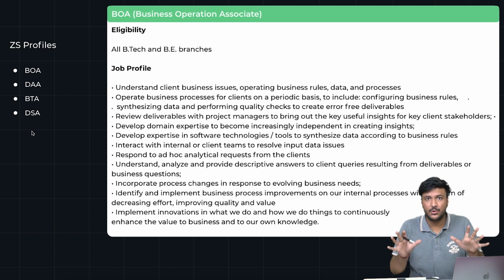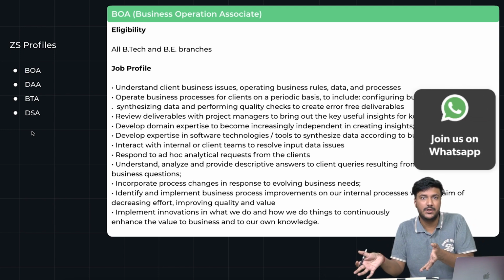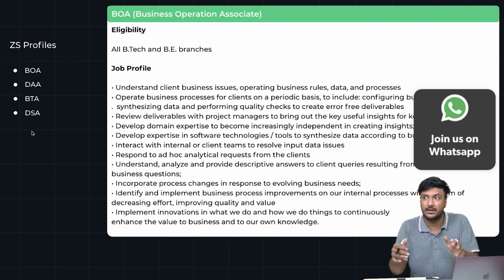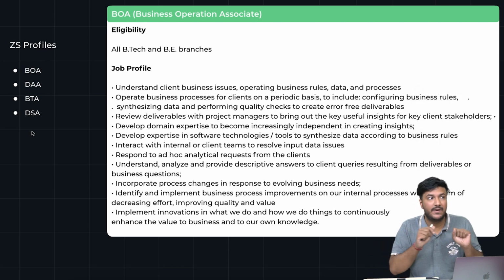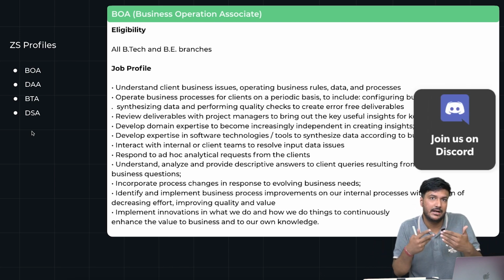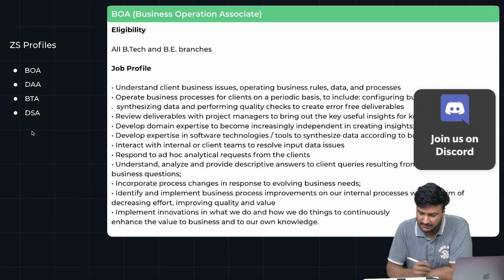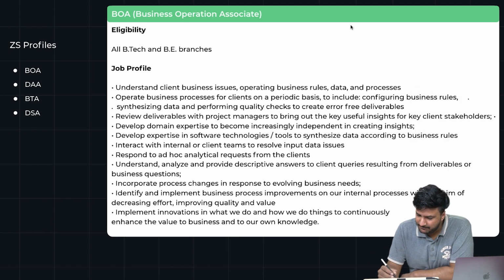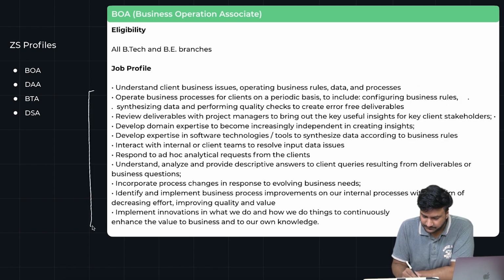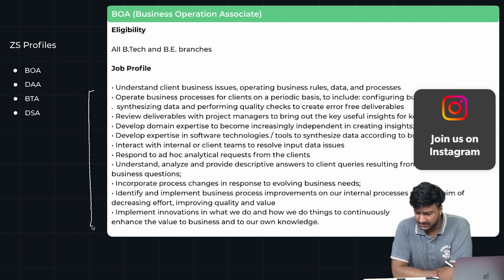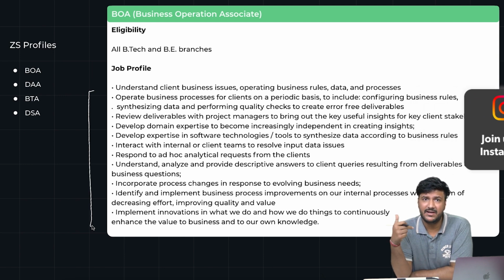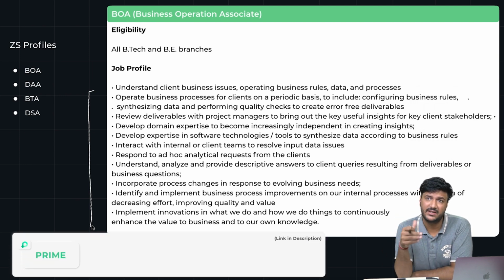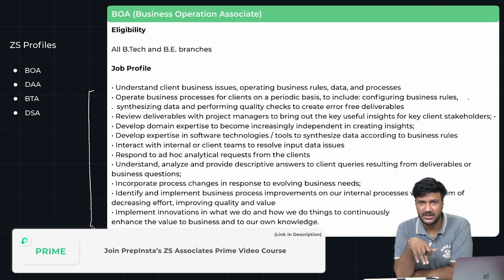Now, to talk about profile, because you'll be asked to choose which profile you want to apply for, and it's very important. Some profiles are coding, some profiles are non-coding, or basically operational. As an example, BOA. You can read from here. We'll also upload a PDF wherein ZS officially has given their job description, in the description of the video.